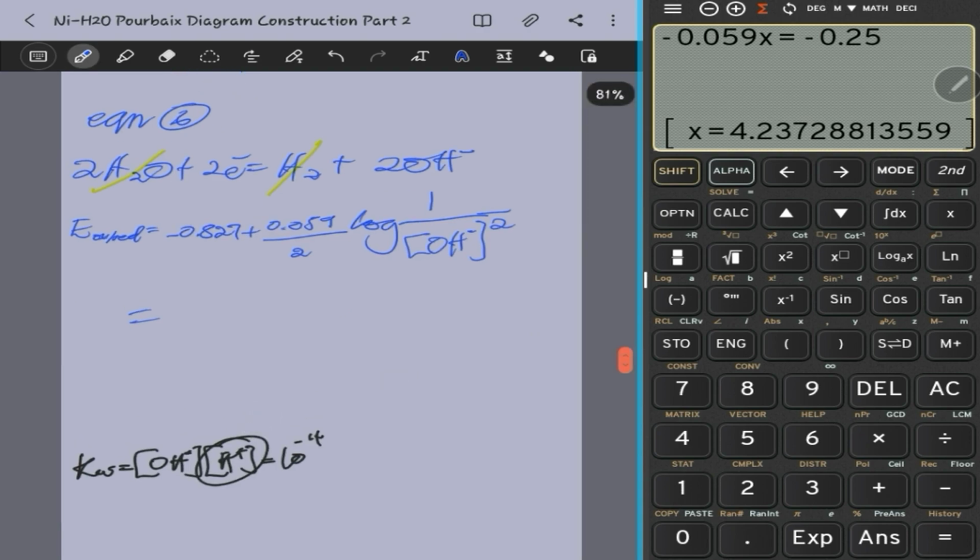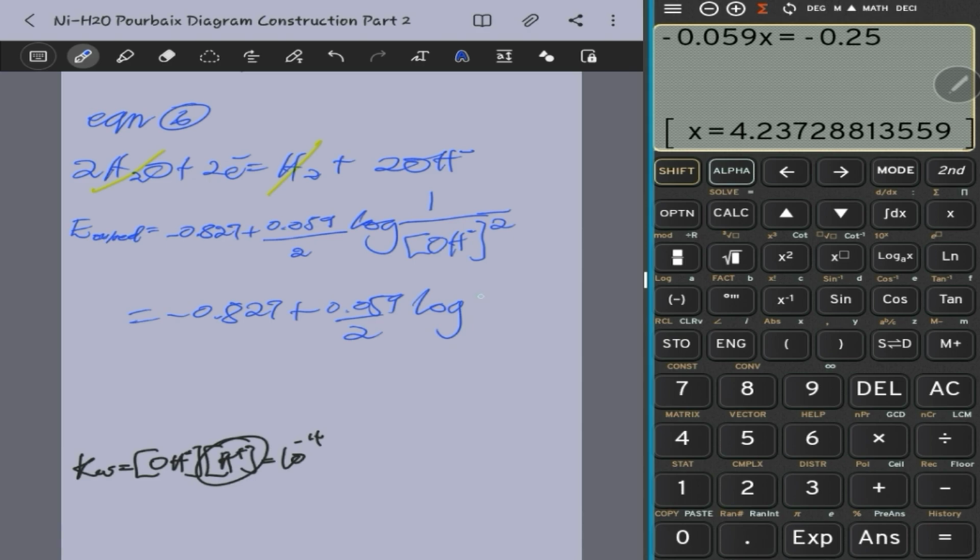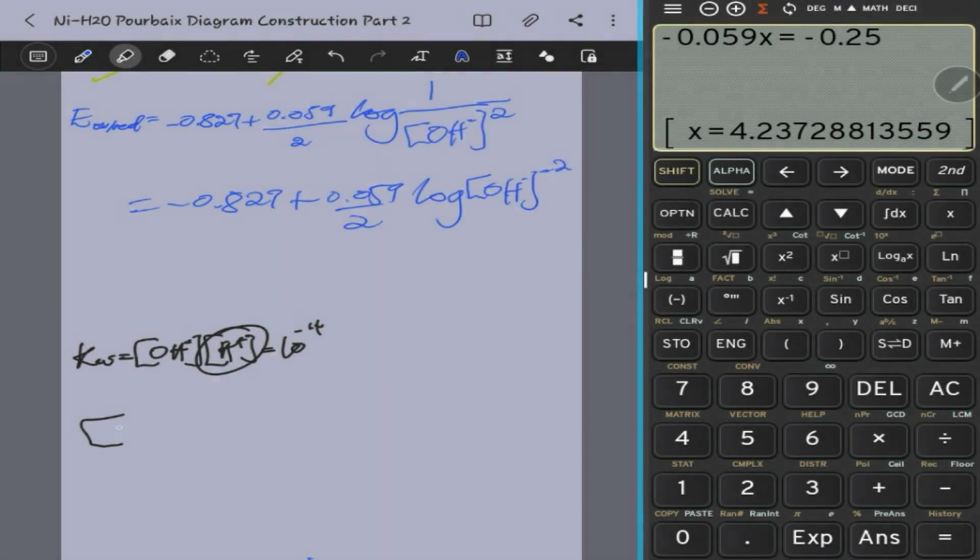So now that we've seen this, we have minus 0.827 plus 0.059 on 2, and here we have log. If we try to make this a bit simpler or clearer, we write it this way: concentration of OH minus to the power minus 2. We know that the concentration of OH minus is the same as 10 to the power minus 14 on the concentration of H plus. So that's what we put in.